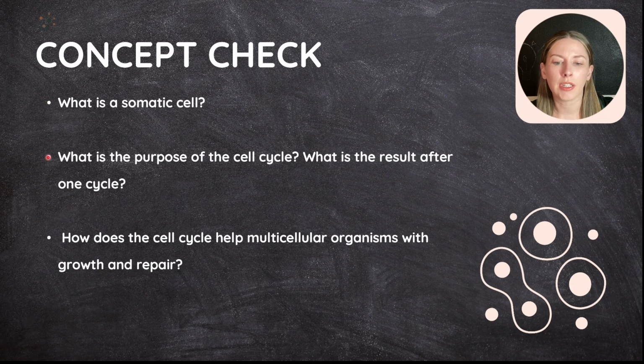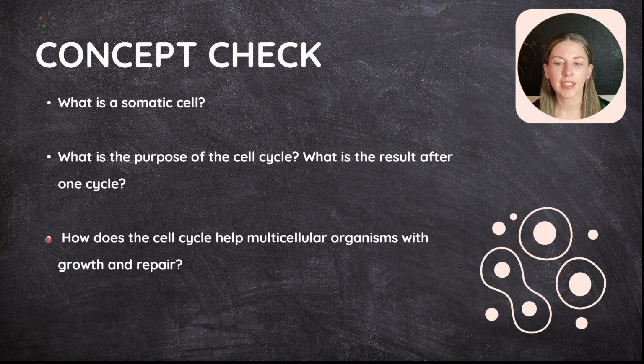What is the purpose of the cell cycle, and what is the result after one cycle? The purpose of the cell cycle is for organisms to grow and repair themselves through the cycle. It's how a human starting from a single cell can grow into you and me. The result after one cell cycle is two genetically identical daughter cells.